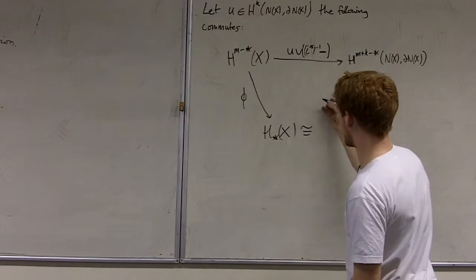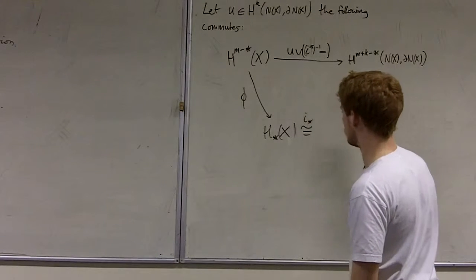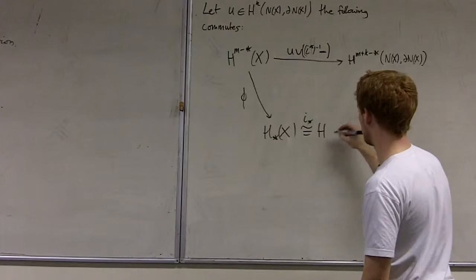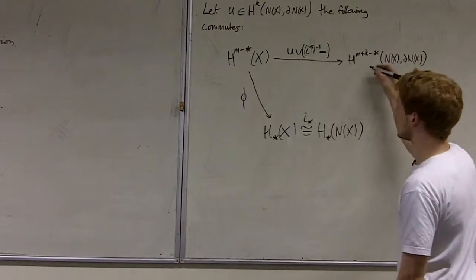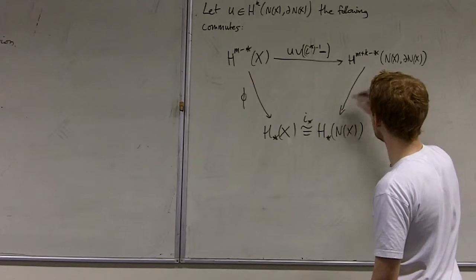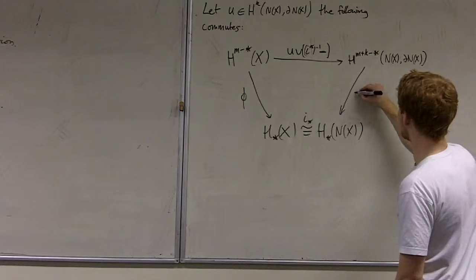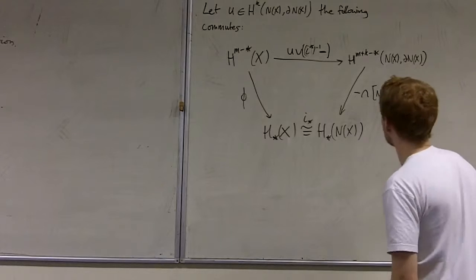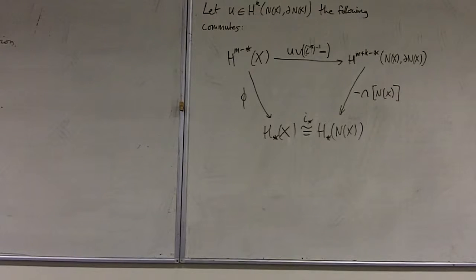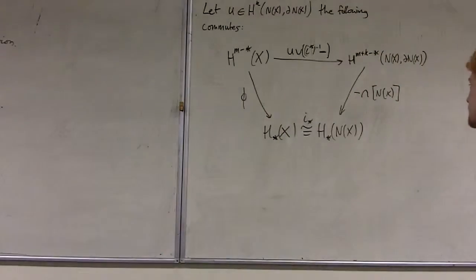So this is isomorphic by i star to H star of nx. This maps into here. So this is genuine Poincaré duality. So I want to cap with this class here. So I guess phi is defined so that this commutes.